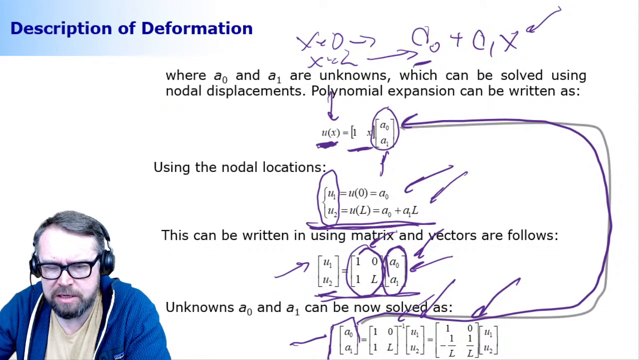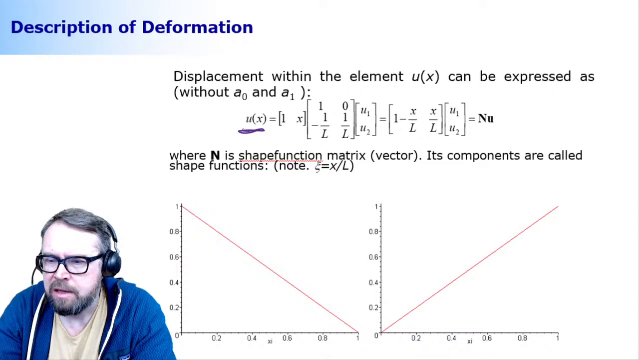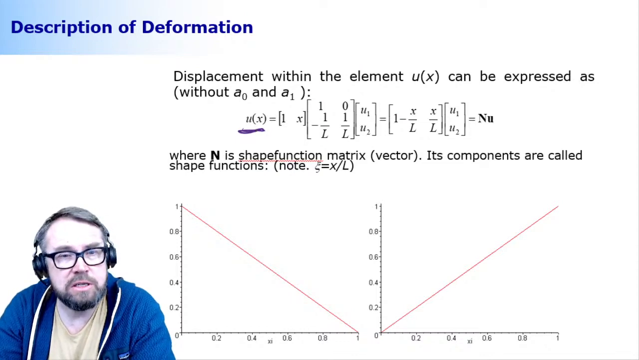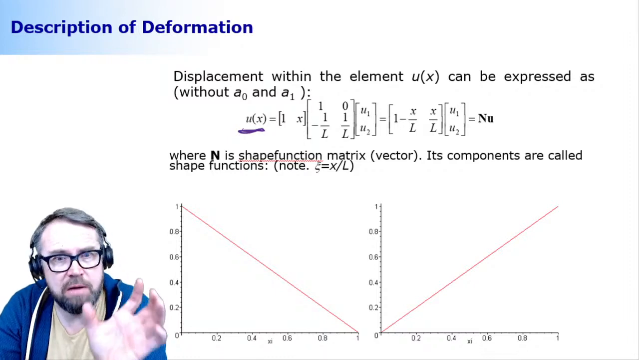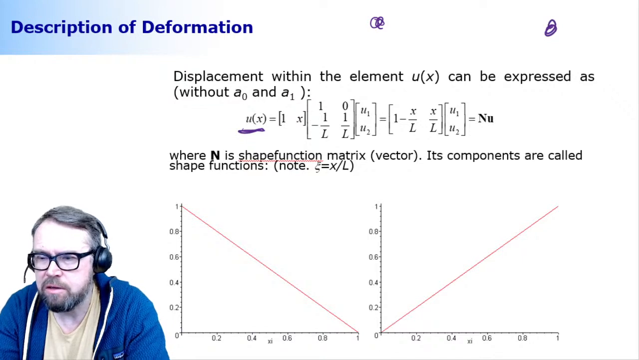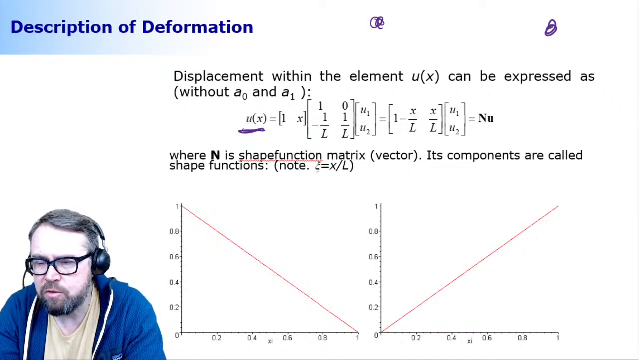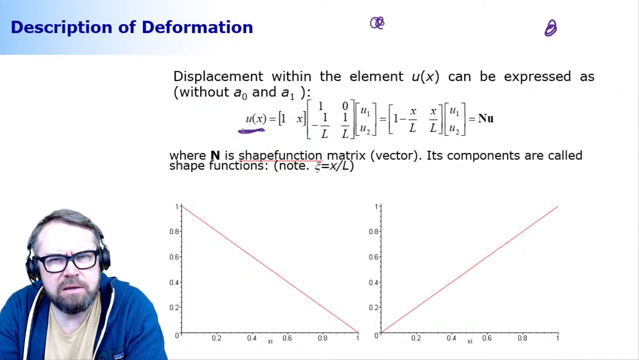I'm going to summarize this in a second. Now this is it then. Finally, I can get my u, which is a function of x. So this is a continuous function. So this describes every single particle between this node and this node. Every single one. Millions and millions of particles are all described, but not randomly.